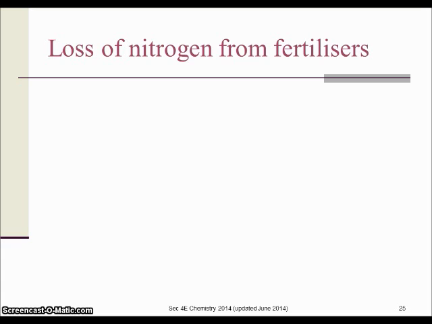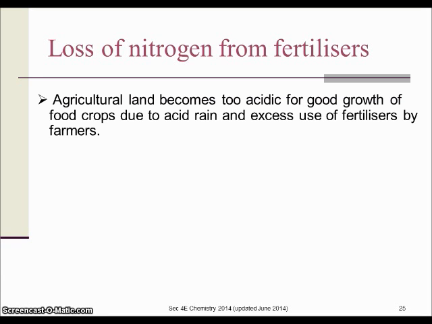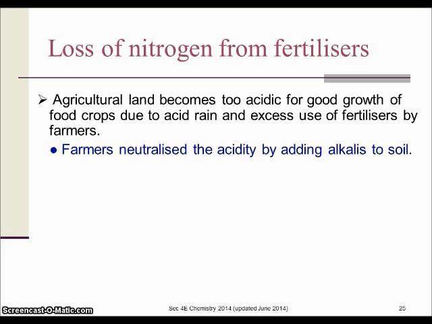Loss of nitrogen from fertilizers. Sometimes, agricultural land becomes too acidic for good growth of food crops due to acid rain and excess use of fertilizers by farmers. Farmers will then neutralize the acidity by adding alkali to the soil. Calcium hydroxide and calcium oxide, or quicklime, are widely used in agriculture to neutralize excess acidity in soil.